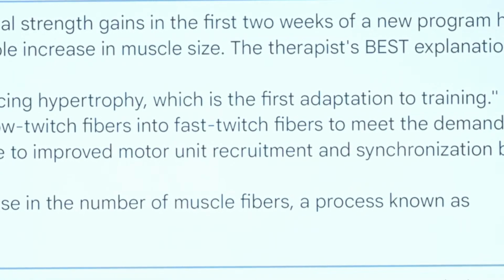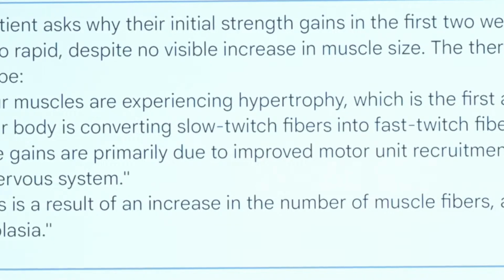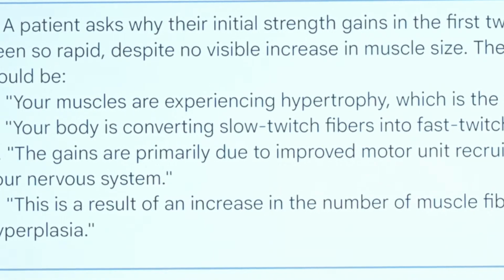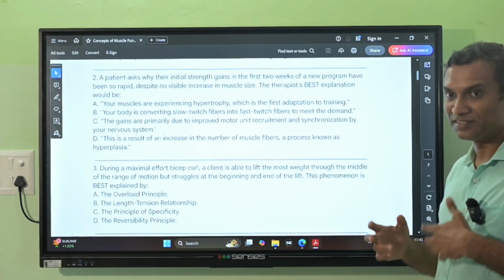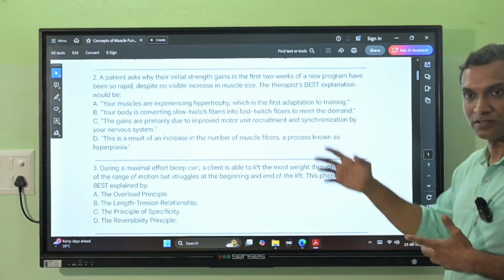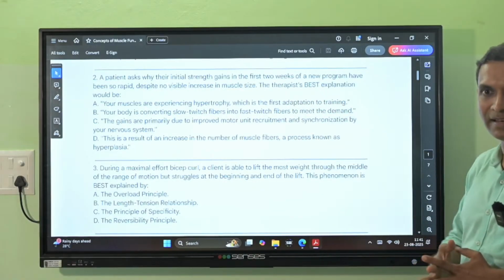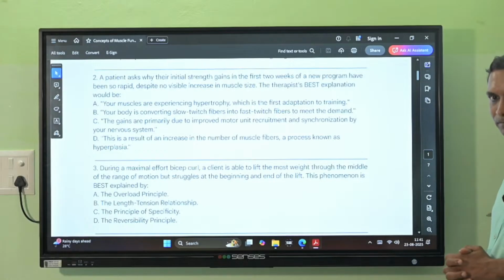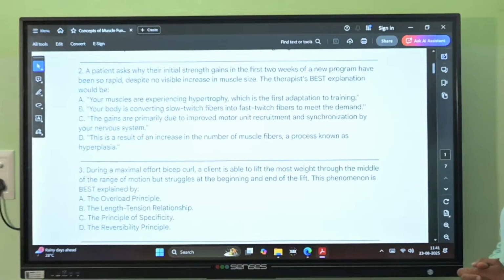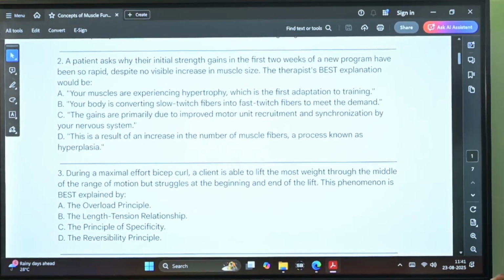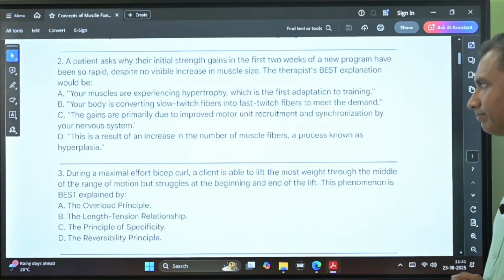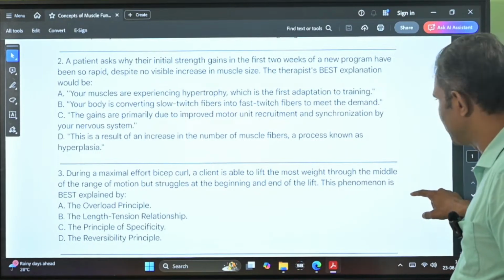So remember, despite no visible increase in muscle size, the strength gains have been rapid. So what would be the best explanation? The trick here is the best explanation. So look into the four choices and then go for the best choice. Question number two, A, B, C, D. Look into that. So you can see question number two. Our technical team has zoomed it for you so that you can have a closer look. Okay, go to question number three.